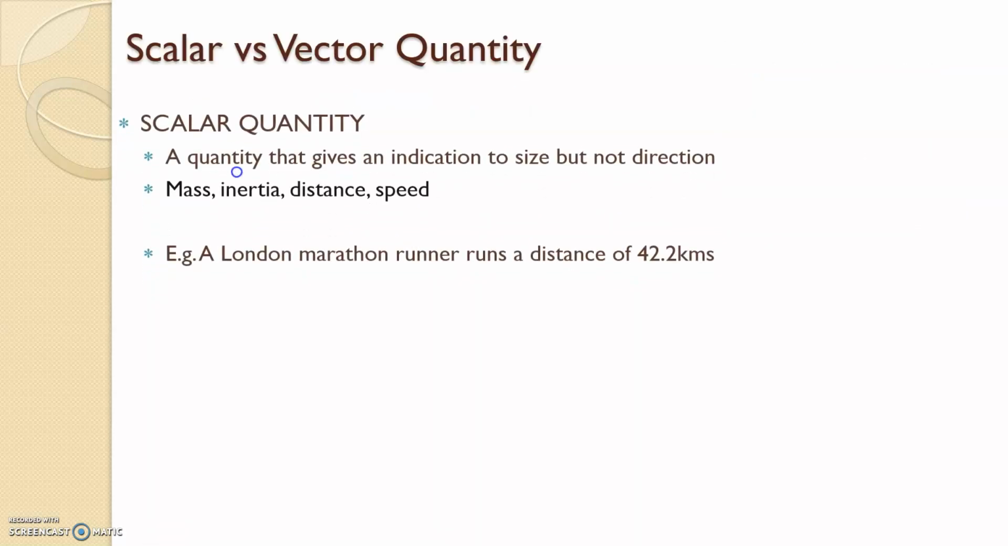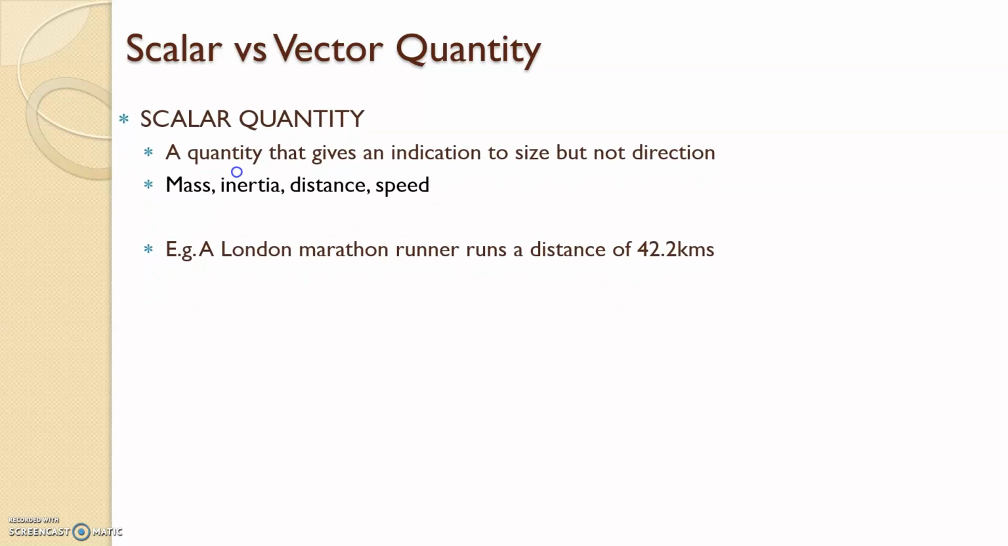Scalar and vector, okay, so we were talking earlier about particularly speed. It's a scalar quantity, because it tells you the magnitude, like the size of the force, but not the direction. So a London Marathon runner runs a distance of 42 kilometers. There's no indication of which direction they ran. It could have been anti-clockwise or clockwise. It doesn't actually say.